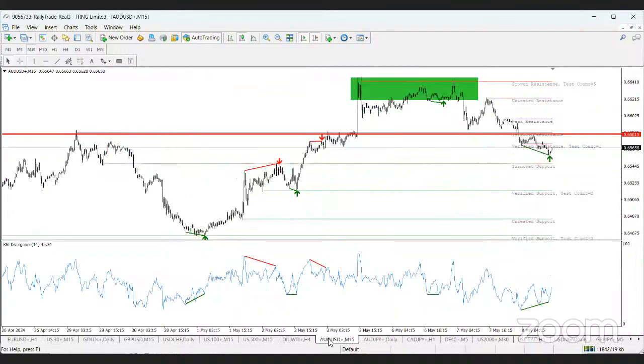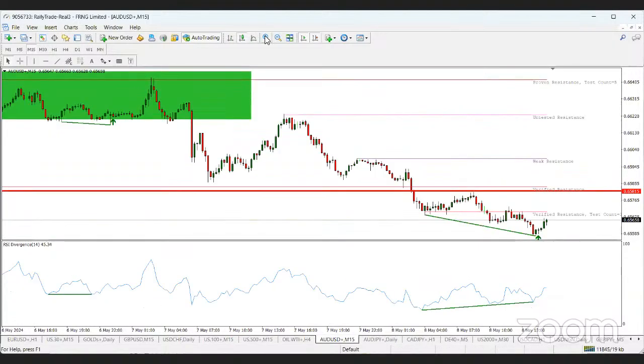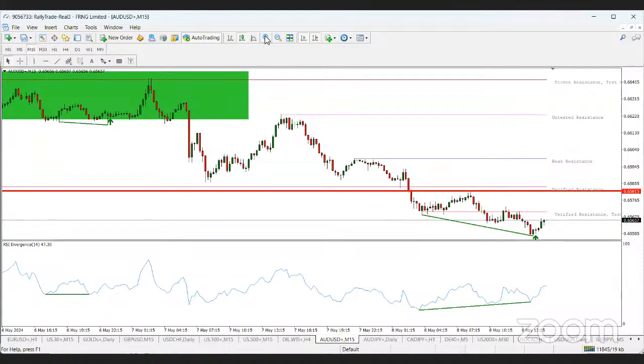Then we looked at AUD USD. For AUD USD, we said we'll consider a sell from 0.65810. And if it gets to that 0.65810, we'll look out for a sell from there.